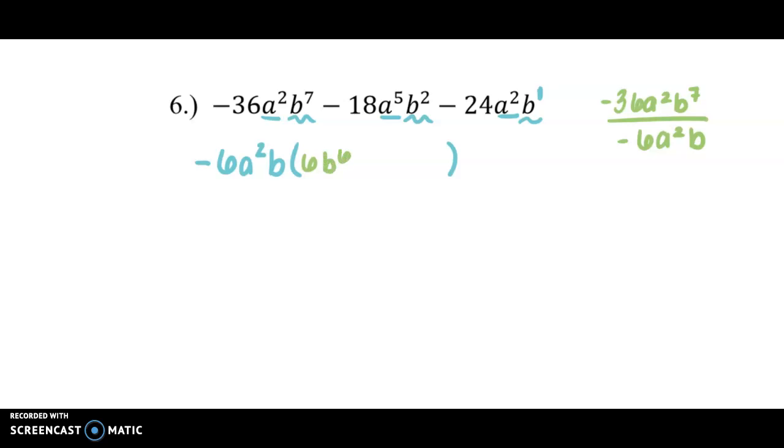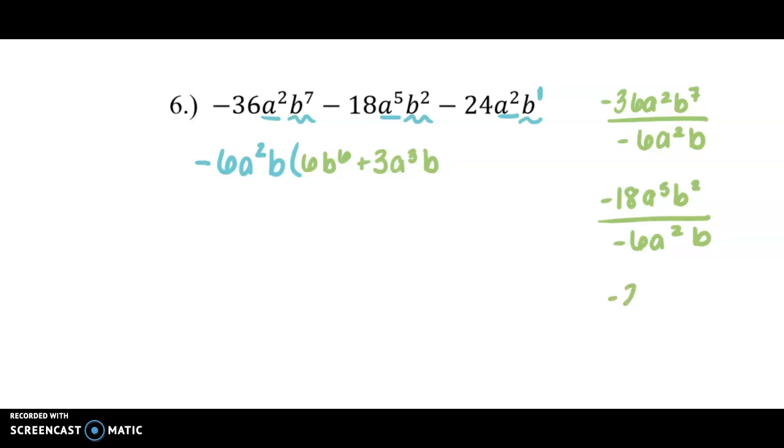And then I'm going to look at negative 18a to the 5th, b squared, over negative 6a squared b. Negative 18 divided by negative 6 is going to give me positive 3. A to the 5th over a to the 2nd, when I divide those, I'll get a to the 3rd. Looks like I need to extend my parenthesis. B squared divided by b is going to give me b.